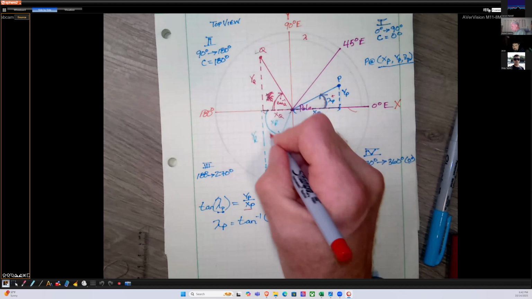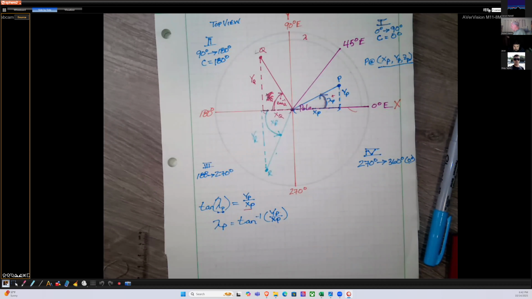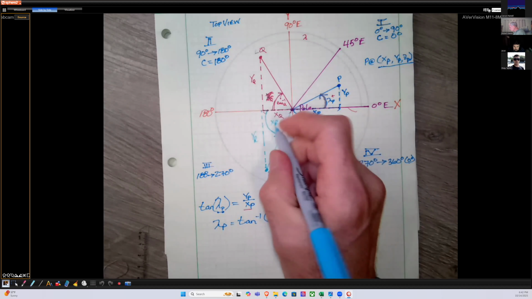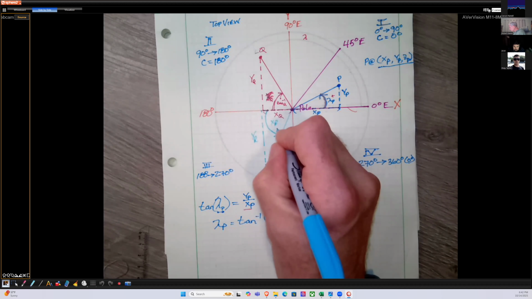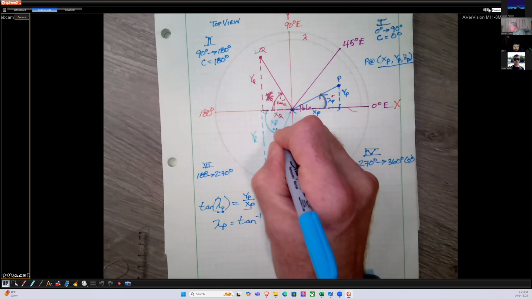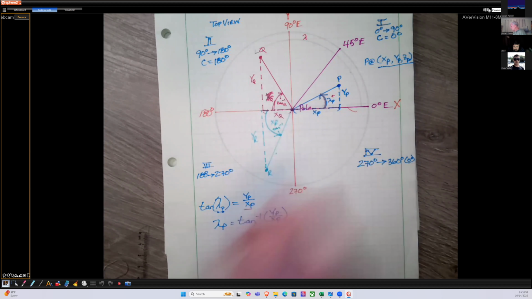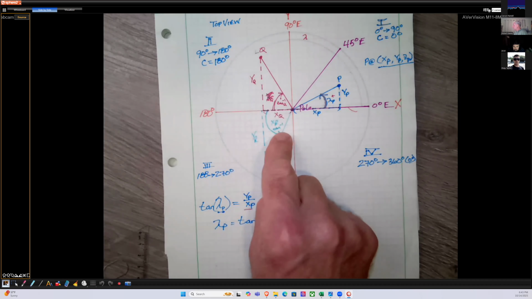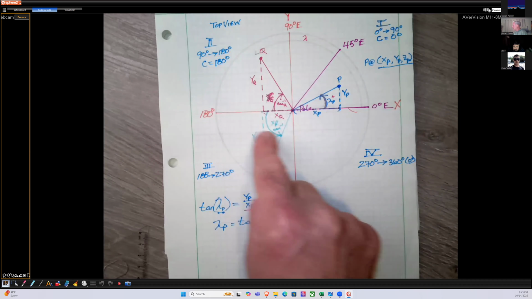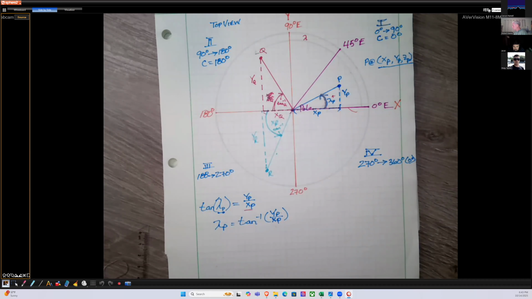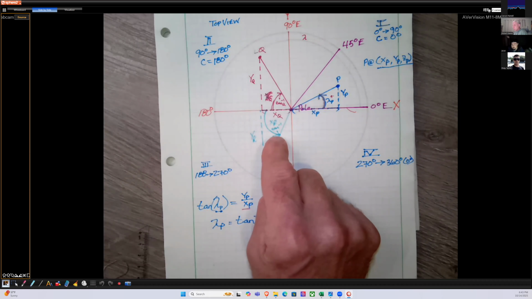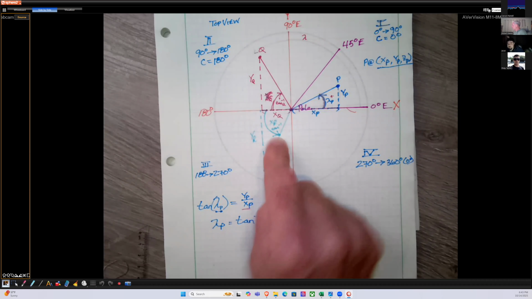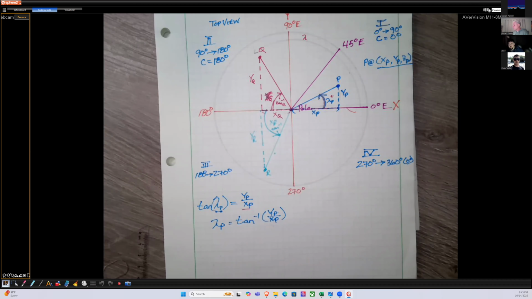So this would be our arctan of that. So what would I add to this value to get my east longitude? Is this going to be positive or negative? That'll be negative, so you have to add the 270. Why would it be negative?